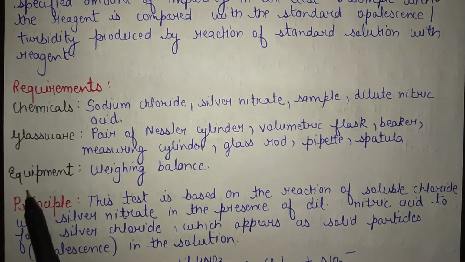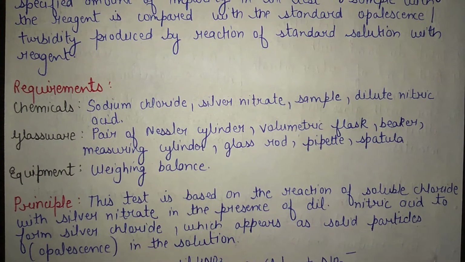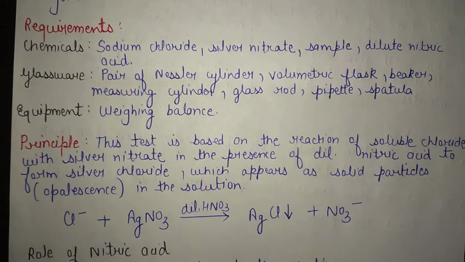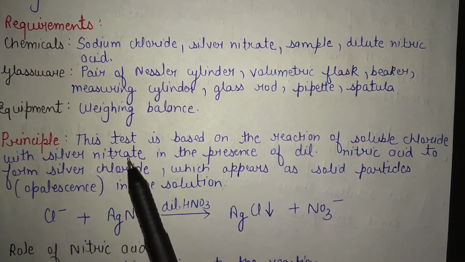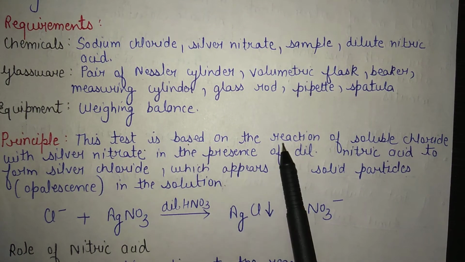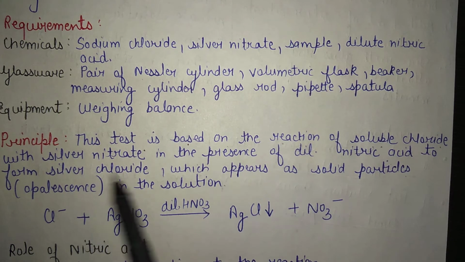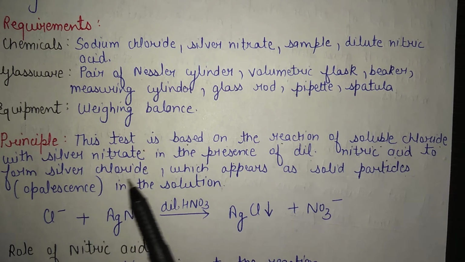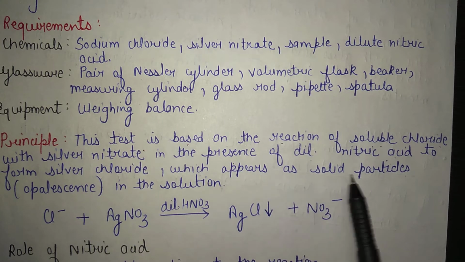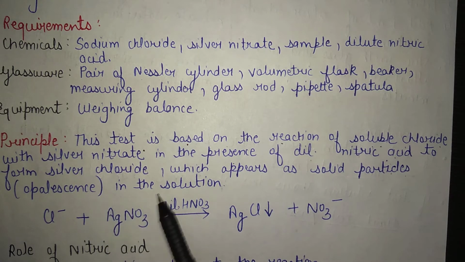Now the equipment which we need is a weighing balance. So now let us talk about the principle for limit test for chloride. This test is based on the reaction of soluble chloride with silver nitrate in the presence of dilute nitric acid to form silver chloride, which appears as solid particles or opalescence in the solution.